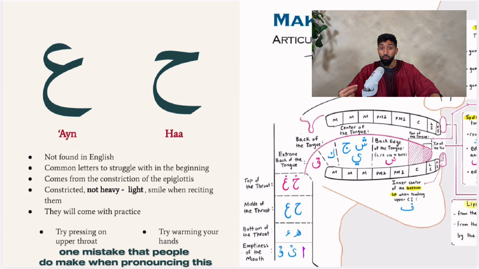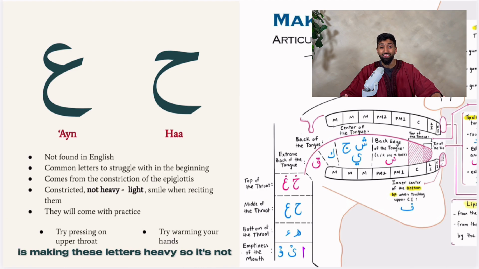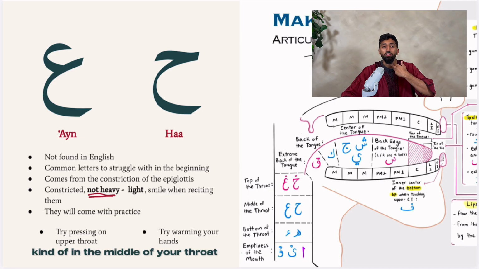But one mistake that people do make when pronouncing this is making these letters heavy. So it's not Ain Fatha A, it's Ain Fatha A. They're constricted, so they sound like they might be heavy, but they're not. It's a constricted sound, but whenever you pronounce them, especially with Fatha, you're going to smile. A, Rabbil Alameen, not Alameen. And Ha, Alhamdu, not Alham, Hamdu.